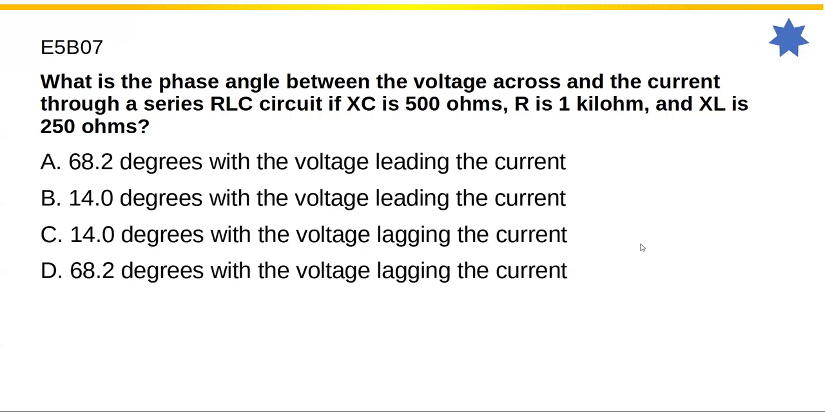So let's calculate one. What's the phase angle between the voltage across, current through, if capacitive reactance is 500, R is 1 kiloohm, inductive reactance is 250. So we already see that it's going to be capacitive because I have a higher negative than I do a positive.